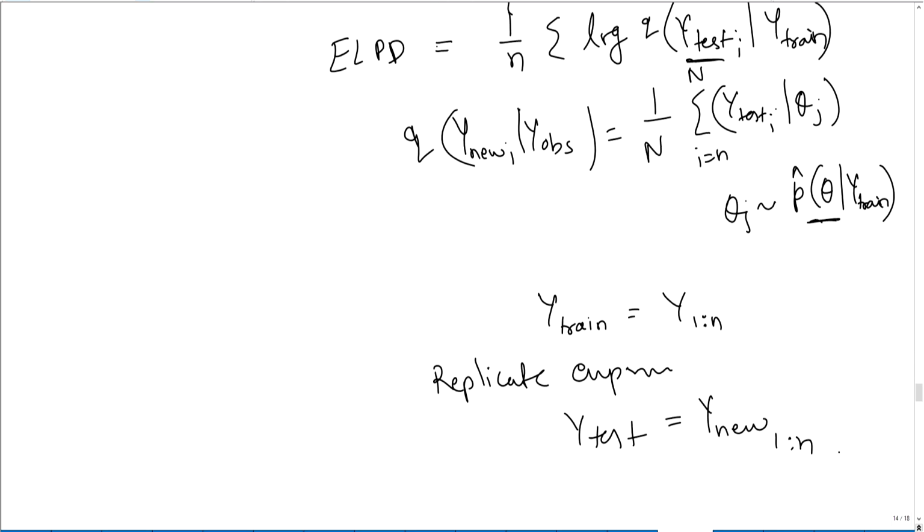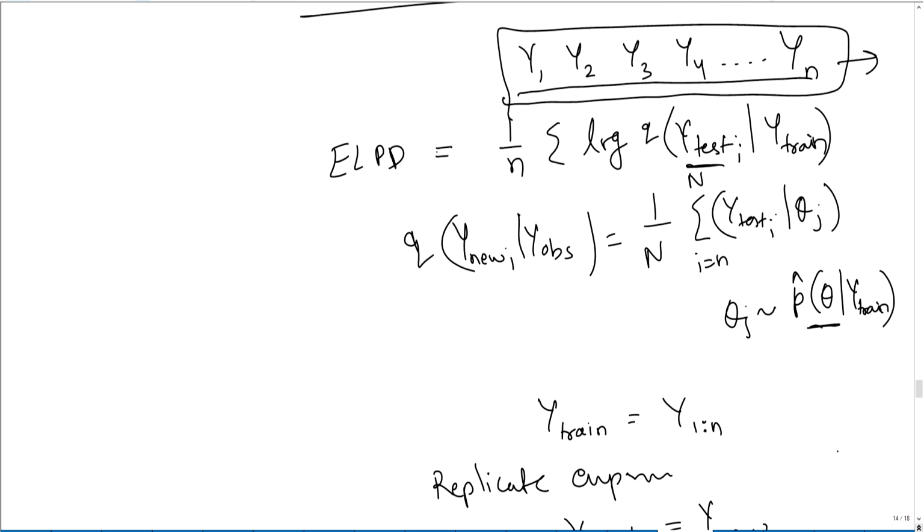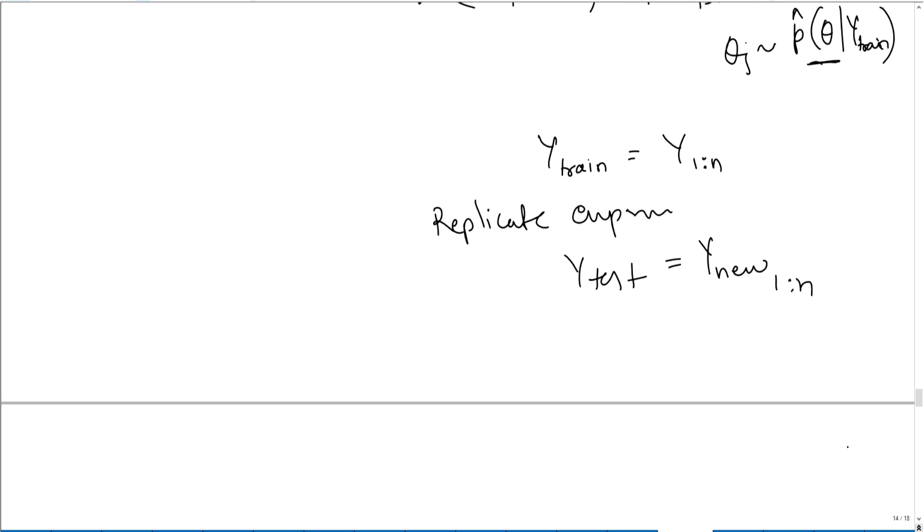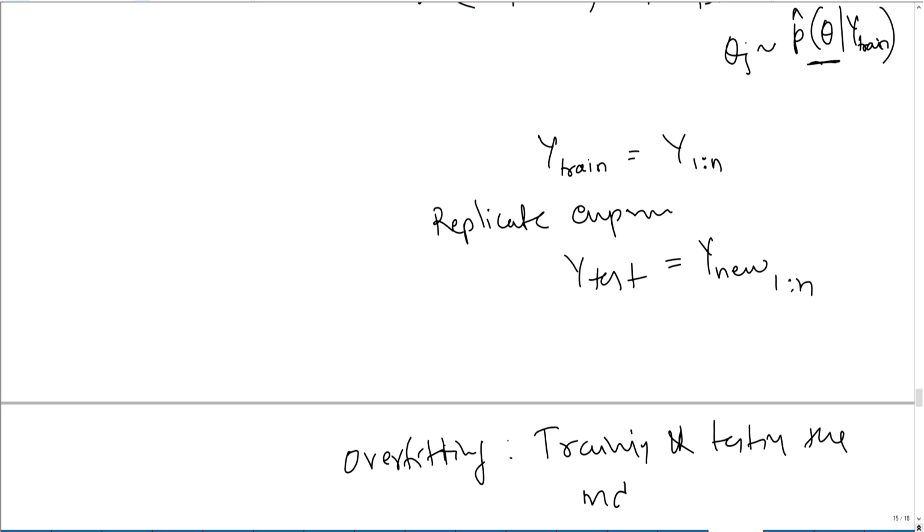There are some solutions people have proposed around this. If you use the same data to train the model and test the model, then this would be overfitting, which would be problematic. So, now you need to solve the overfitting problem. How do we solve it? Overfitting is training and testing the model using the same data, when your test data and training data are the same.